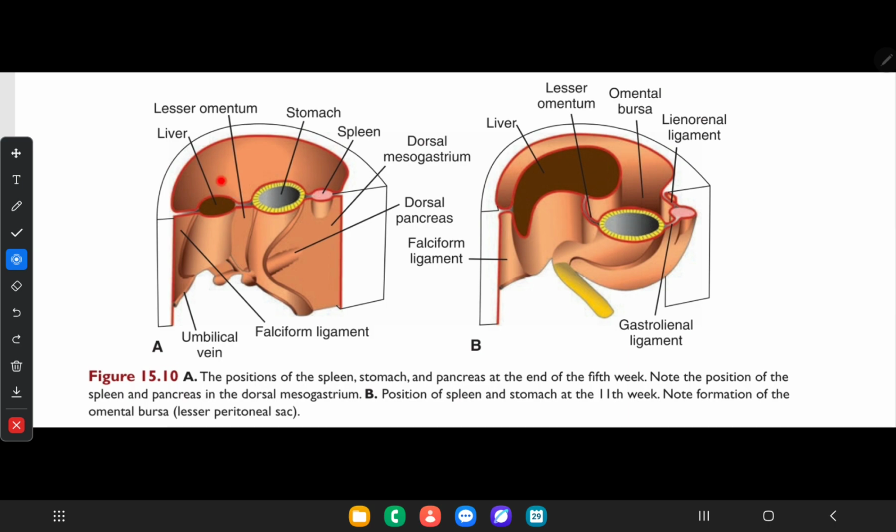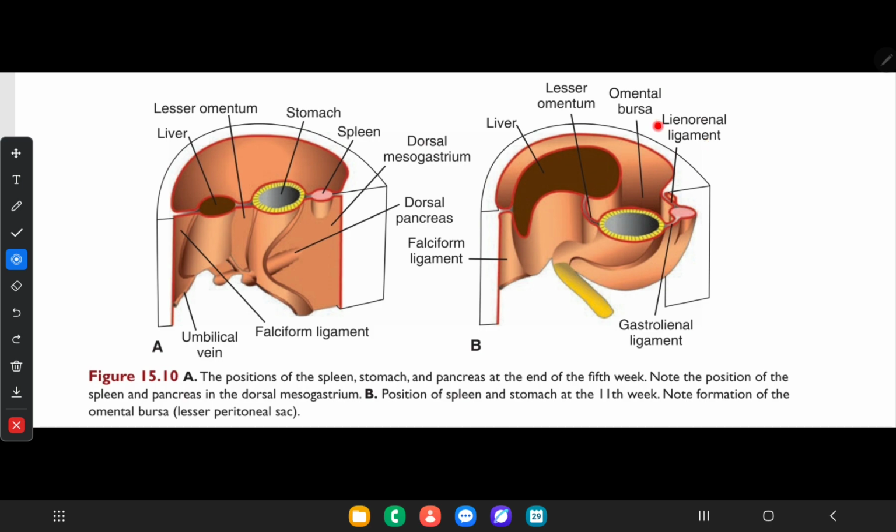And you can see the ventral mesogastrium also there. You can see the liver bud appears in the ventral mesogastrium, dividing it into two as the falciform ligament and lesser omentum. I explained about this in my previous video about the esophagus. Here, once the dorsal mesogastrium is divided into two parts, the mesenteric part which attaches the spleen to the posterior body wall is called the lienorenal ligament.